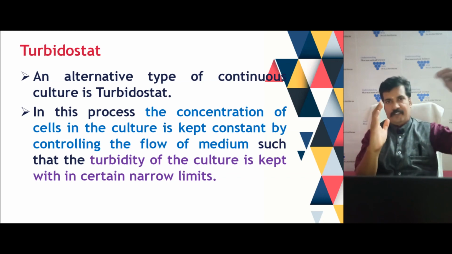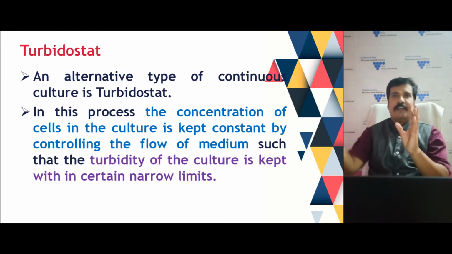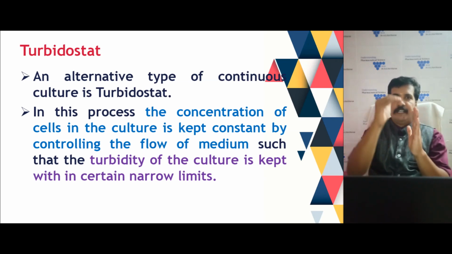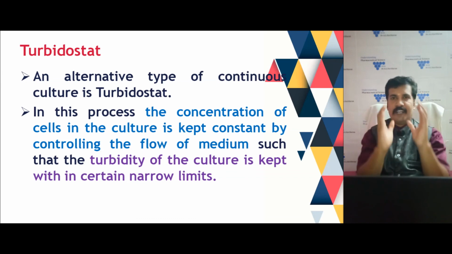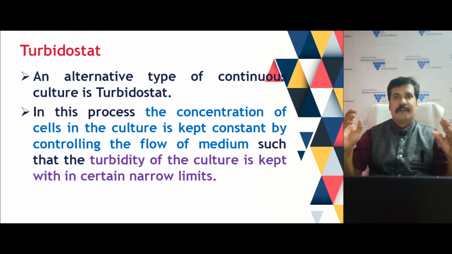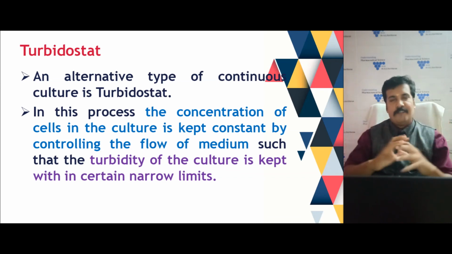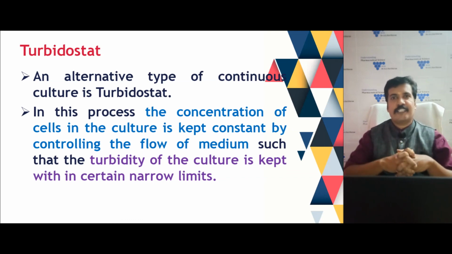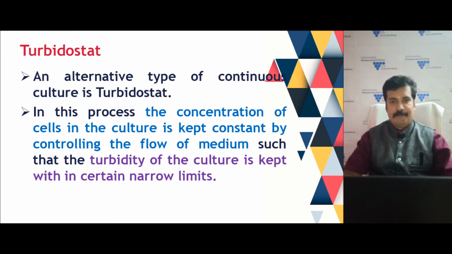So we add fresh media, so the nutrient will be taken. If I am not adding fresh media, the turbidity will start increasing. So to maintain the turbidity at a particular level, we are adding fresh media and withdrawing the fermented media. In other words, we are maintaining the concentration of the cells in the culture by using the flow of the medium within the narrow limits of the turbidity.